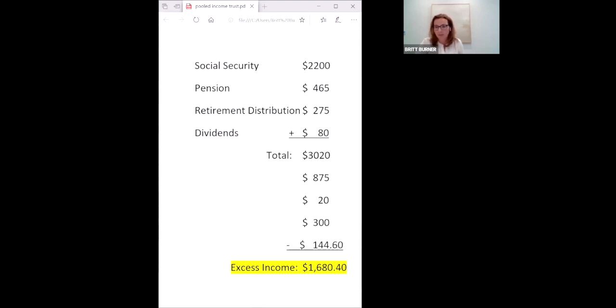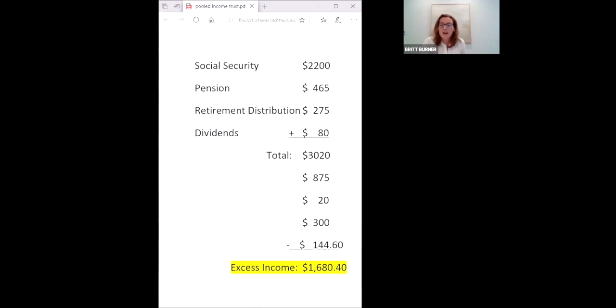So the way this works actually is that the money is deposited, those four pieces of income are deposited into the person's account each month. And then the $1,680.40 is then transferred to the pooled income trust. The $300 that is in that bank account will go to pay that insurance premium, and the $895 will stay and be added to the $15,750 in resources that that person is allowed to have in that bank account.